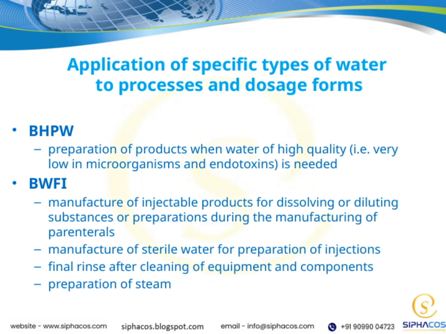Additionally, it's used for the final rinse after cleaning equipment and components, which helps eliminate residual contaminants before production. Lastly, sterile water is used in the preparation of steam, which is a critical process for sterilization. Ensuring the water used here is pure and free of impurities guarantees that the sterilization process is effective and that the final product remains safe for use. Overall, the application of these specific water types underscores their vital role in maintaining product quality, safety, and sterility throughout pharmaceutical manufacturing.